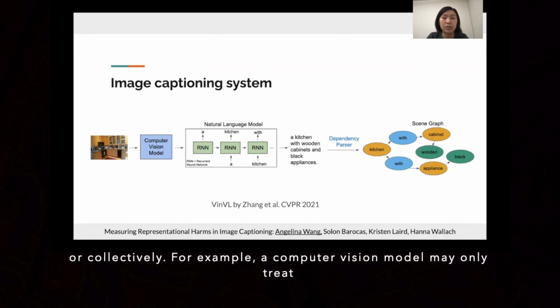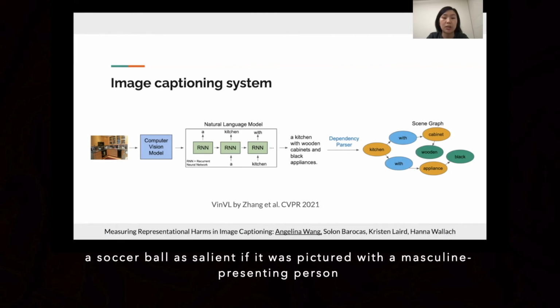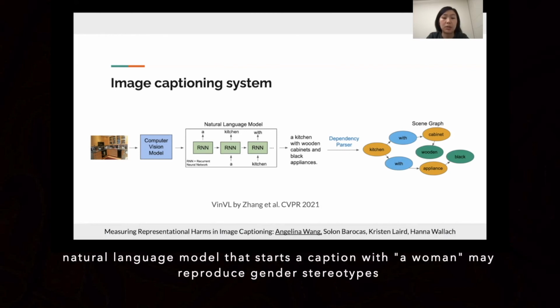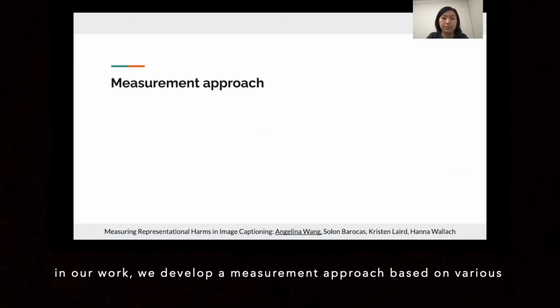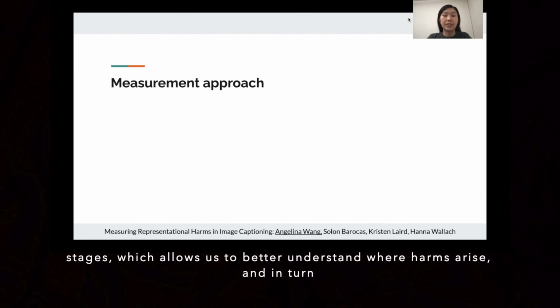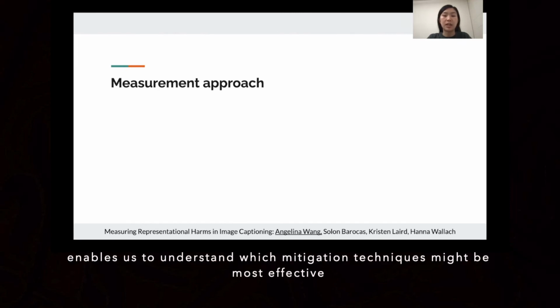For example, a computer vision model may only treat a soccer ball as salient if it is pictured with a masculine presenting person. A natural language model that starts a caption with a woman may reproduce gender stereotypes, and a system may only mention a paintbrush if it is held by a person with a light skin tone. In our work, we develop a measurement approach based on various stages, which allows us to better understand where harms arise and in turn enables us to understand which mitigation techniques might be most effective.